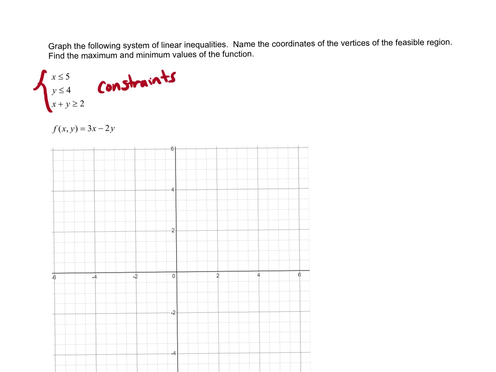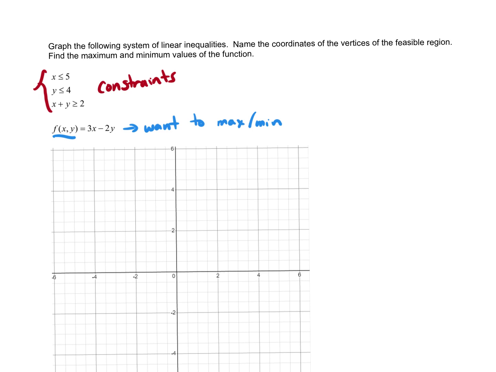And then I also have this function. In this case, I wrote f of x, y. This is what I want to maximize or minimize. I want to make this as big or as small as possible over this set of constraints. Like I can't put an x of 10 in this function because x is less than or equal to 5. I can't put a y of 8 in there because y has to be less than or equal to 4. So over these constraints, of all the x's and y's that are valid, which one makes the function the biggest or the smallest?